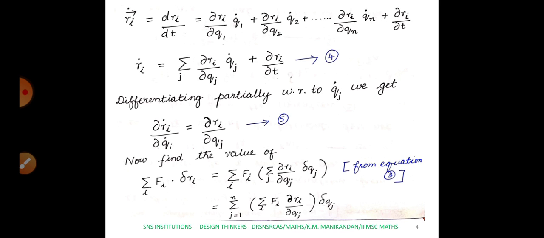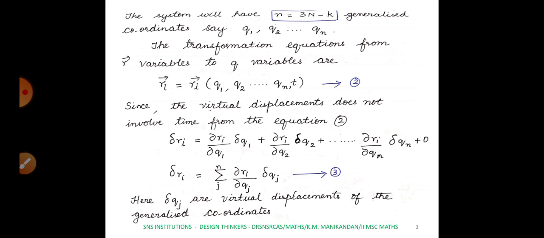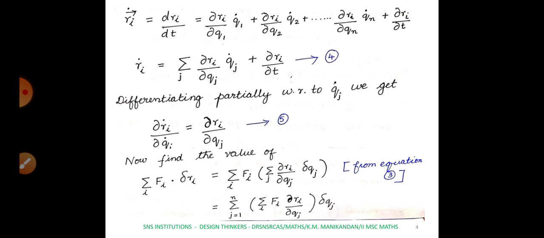Now we find the value of summation i Fi into delta Ri. We replace delta Ri using equation 3 by summation j dou Ri by dou qj into delta qj. So now we go back to equation 3 here: delta Ri equal to summation j equal to 1 to n of dou Ri by dou qj into delta qj. Now we take the summation j outside, j equal to 1 to n, and we get summation i of Fi into dou Ri by dou qj into delta qj.